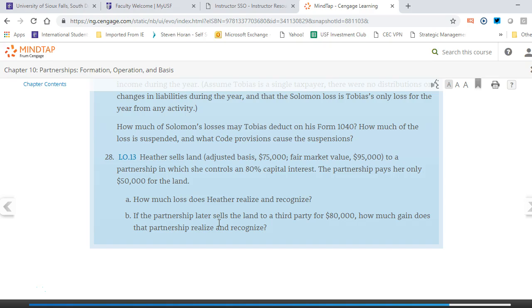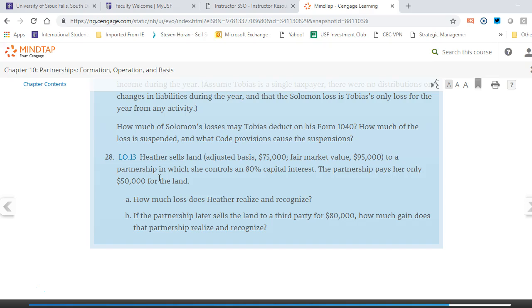So letter A, how much loss does she realize and recognize? As of now, nothing. That would be the answer. At the original sale date, she had a realized loss of 25, and we can all see that: $75,000 basis, and the partnership pays her $50,000 for the land. So that 75 minus 50 is the $25,000 loss. But the sale is to a related partnership, so none of the loss is deductible because she sold it to a related partnership.